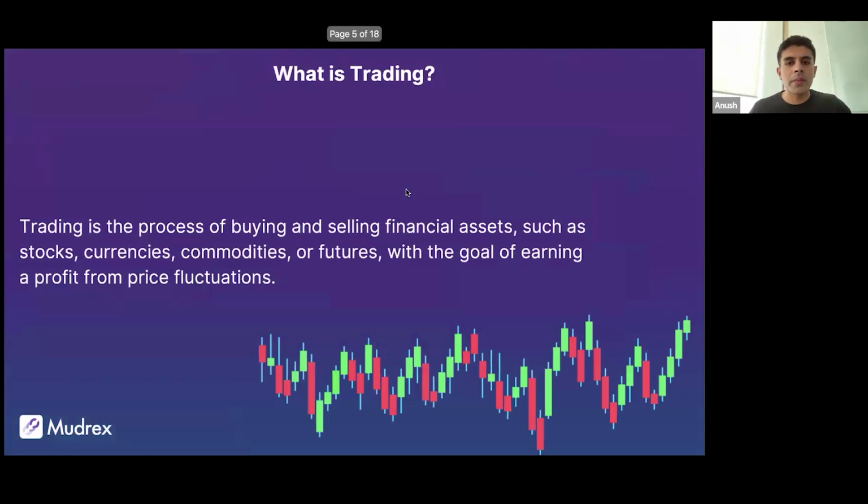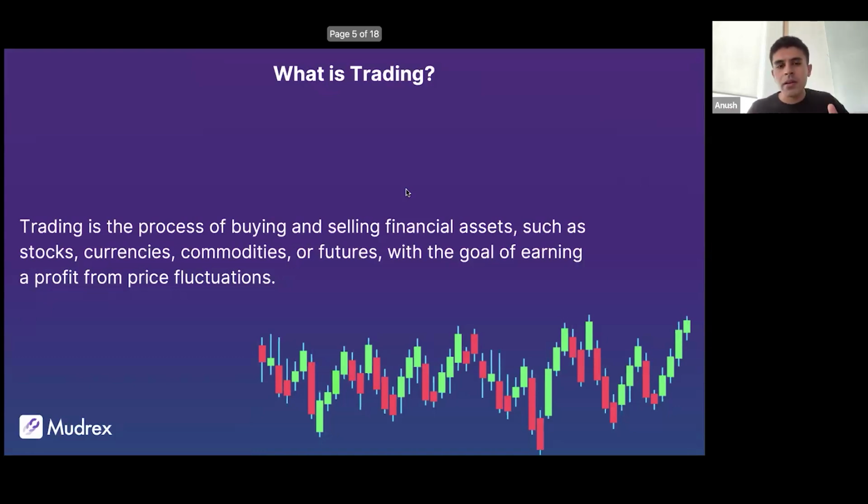So let's just start with the basics, right? What is trading? At its core, trading is basically the process of buying and selling assets. These could be stocks, commodities like gold or oil, cryptocurrencies, and also futures contracts. The main goal here is obviously to make profit from price movements. In other words, traders try to buy low and sell high, or in some cases, sell high and buy low if they're shorting the market. I'll get to exactly what shorting is as well.